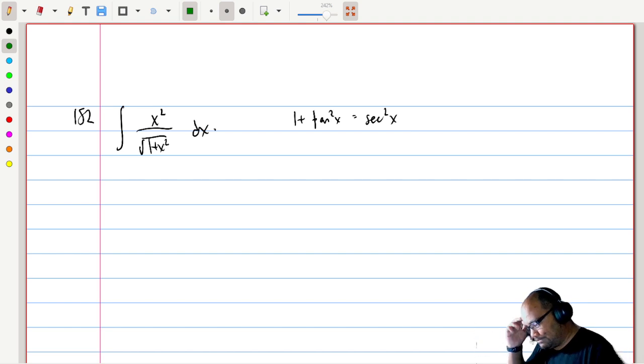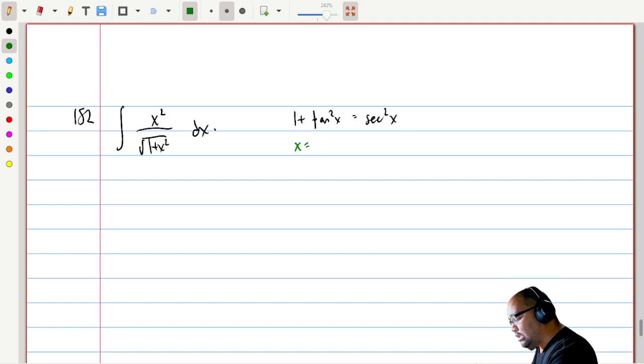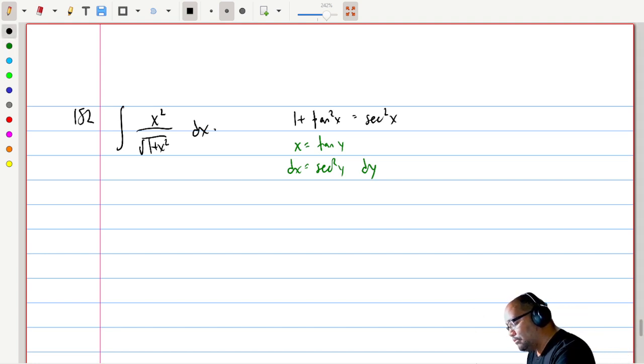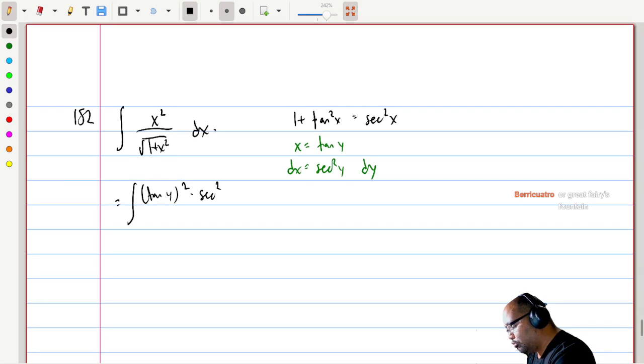All right. So I'm going to set x equals tangent y here, and dx is secant squared y dy. Okay. So now we're going to go ahead and manipulate tangent of y squared, secant squared y.